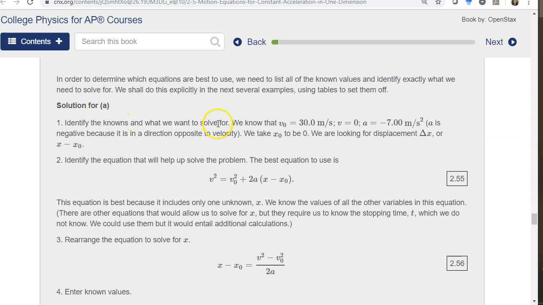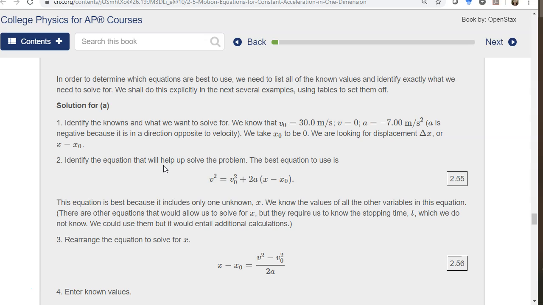So we already identified the knowns and what we want to solve for. And this in words is just what I already said, that the initial velocity is 30 meters per second, the final velocity is 0, the acceleration is negative 7 meters per second squared, and it's negative because it's moving in a direction opposite to the velocity, and we take x sub 0 to be 0. So now we're looking for the displacement. That's the variable that we're going to solve for, and that is denoted by x here.